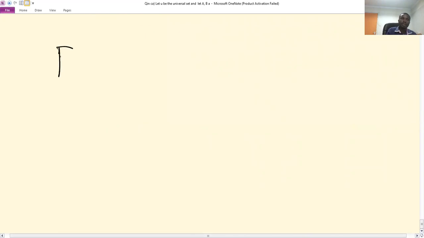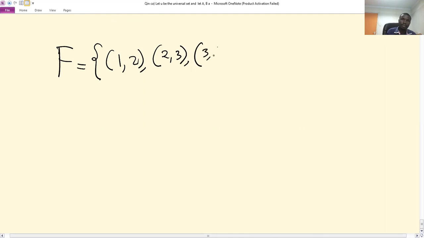So solution, F is given by (1, 2). Next pair is (2, 3). Next pair is (3, 6). Next pair is (4, 8).